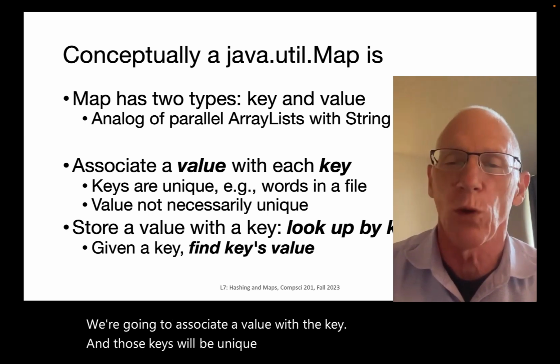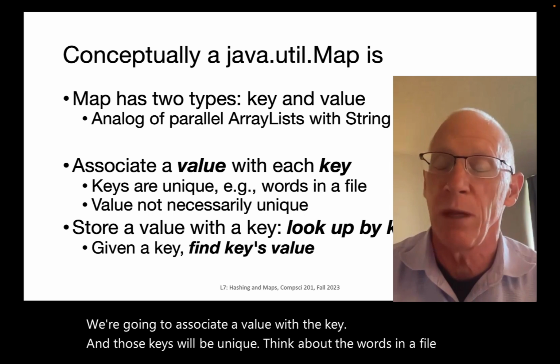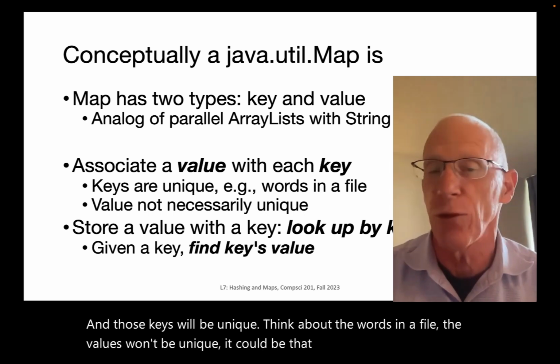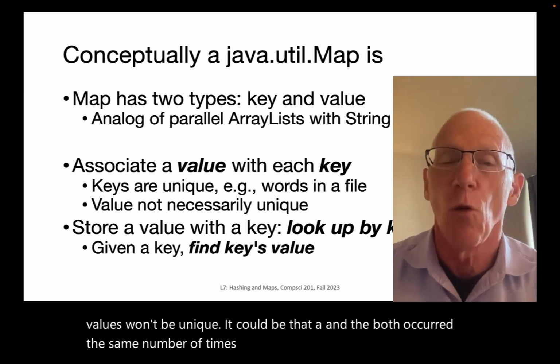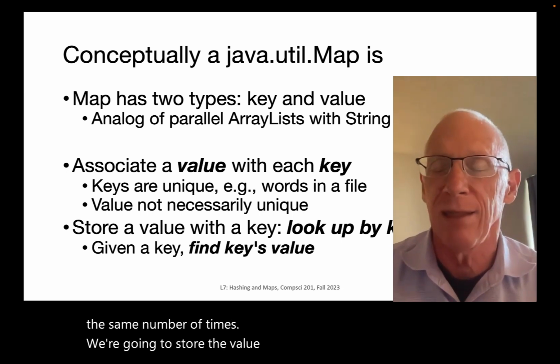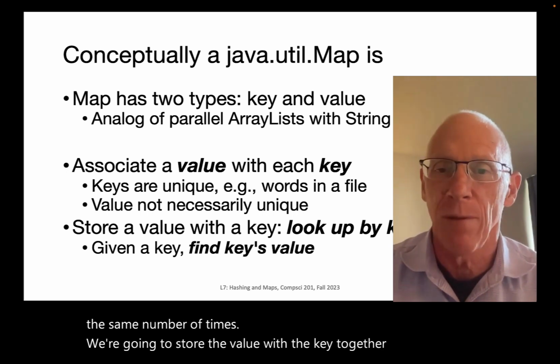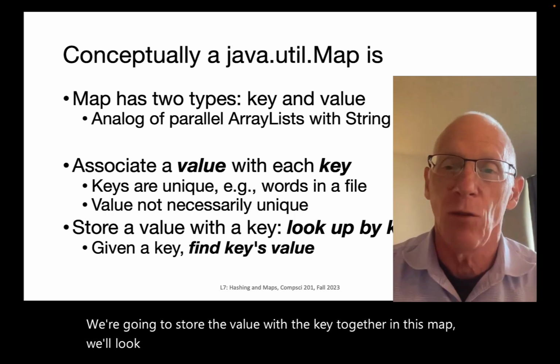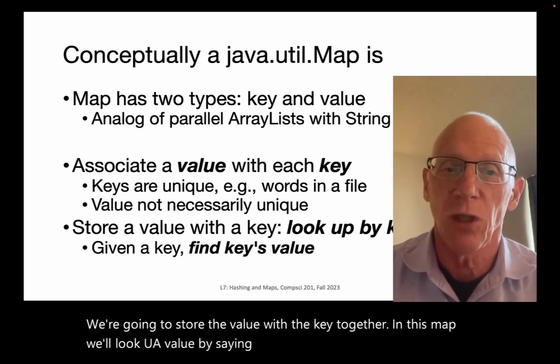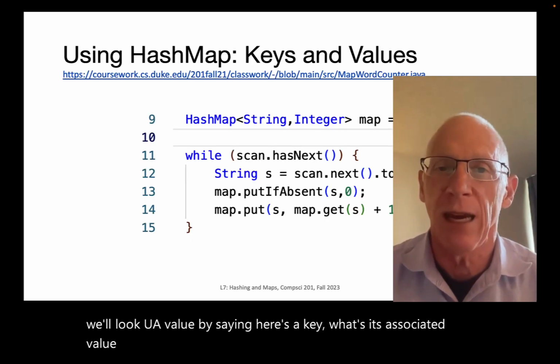Think about the words in a file. The values won't be unique. It could be that a and the both occurred the same number of times. We're going to store the value with the key together in this map. We'll look up a value by saying, here's a key, what's its associated value? And we'll see that in the code.